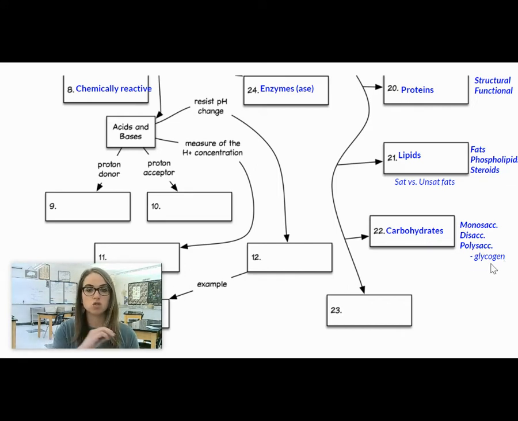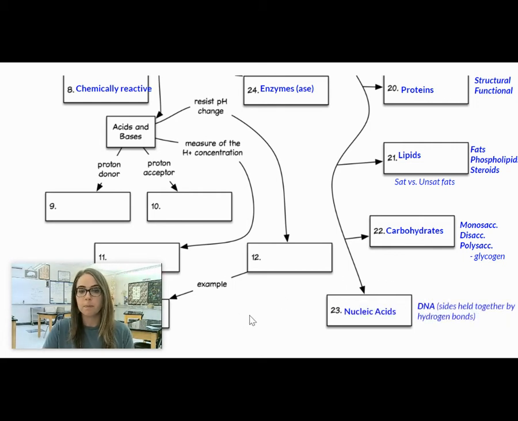And so glycogen is like the storage form of glucose in our livers for animals. When you are low on sugar, you have hormones that tell your liver to release glycogen, and it's broken down into glucose so you can raise your blood glucose in your body. All right, and then we have nucleic acids. These are your DNA, which I keep hitting because it's on the test. The sides of the DNA are held together by hydrogen bonds. It helps keep that three-dimensional structure. And then, of course, we have RNA, DNA's helper, and we have ATP, which provides energy for our cells.